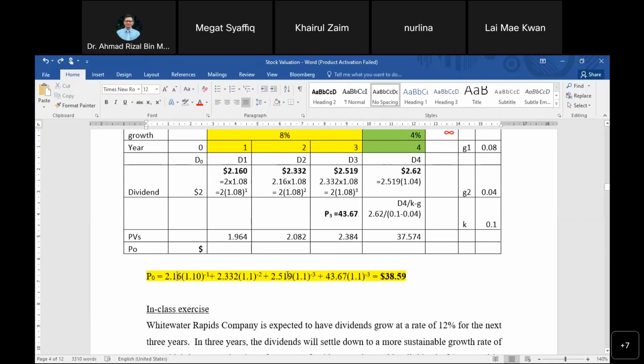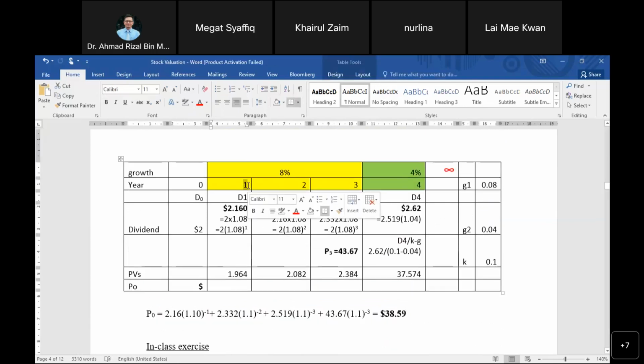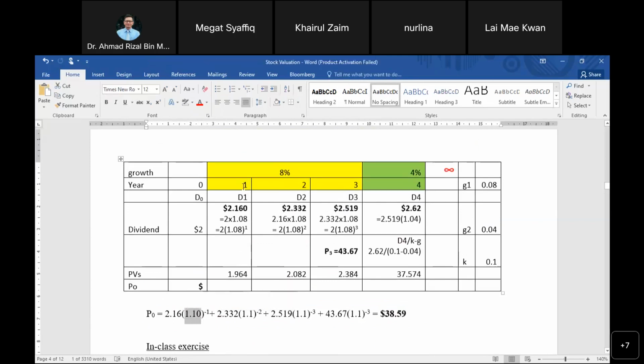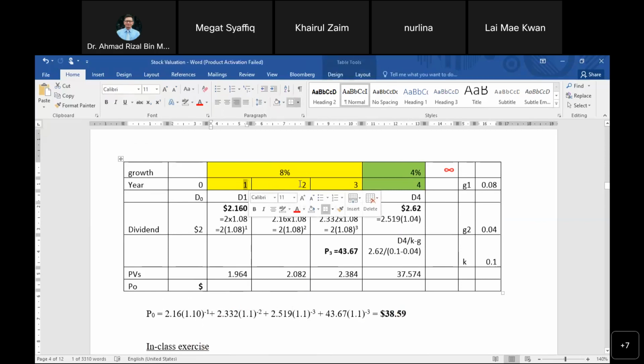you find the present value for each of these 4 cash flows. The first cash flow is 2.16. You multiply by 1.1 to the power of negative 1. Why negative 1? Because it is in year 1. So you find the present value of this 2.16 using 10%, the required rate of return, to the power of negative 1 because year 1. For year 2, the dividend is 2.332. You multiply by 1.1 to the power of negative 2 because year 2.